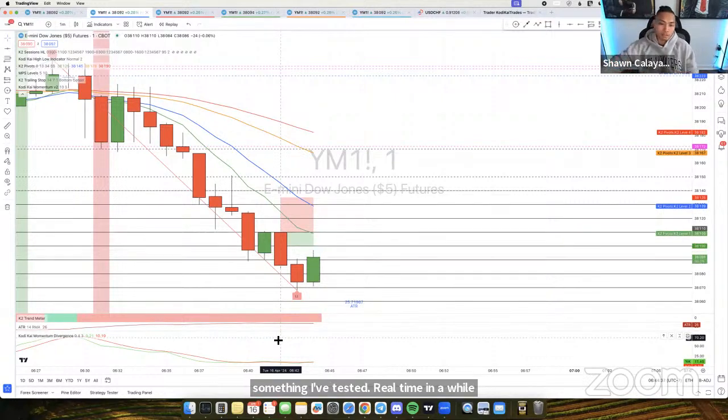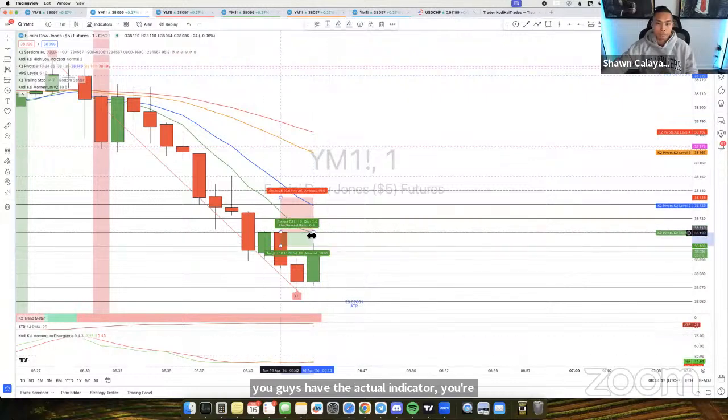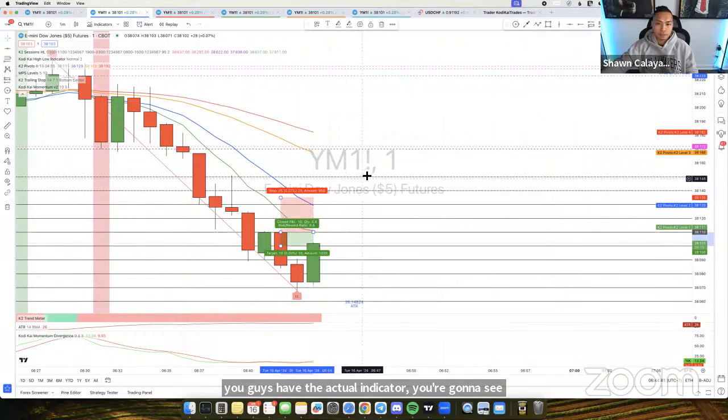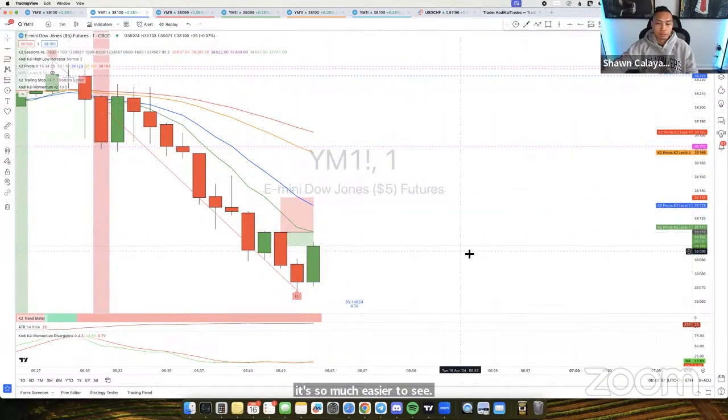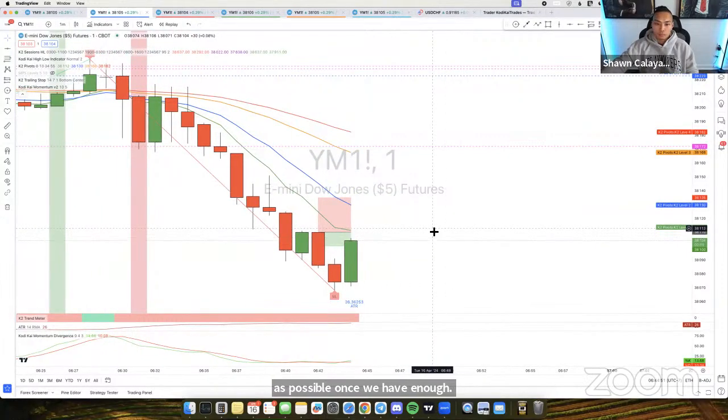Yeah, I know it's hard because it's so small. Once you guys have the actual indicator, you're going to see it's so much easier to see. I'll try to get that out to you guys as soon as possible once we have enough testing done. But it is super, super simple to use.